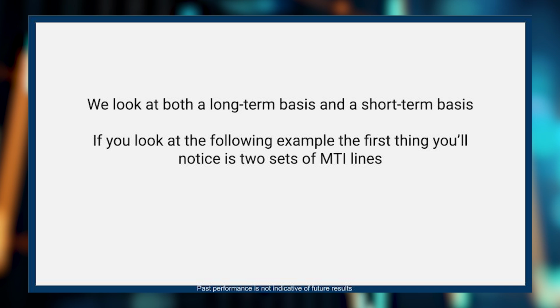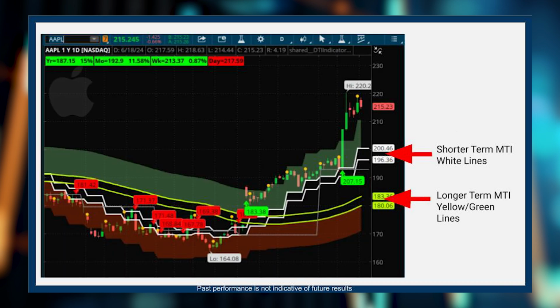We look at both a long-term approach and a short-term basis, and we try to have a marriage between the two for market timing. If you look at the following examples, the first thing that you notice is 2 sets of these lines. The shorter-term MTI white lines are clearly identified on a chart, and the longer-term lines are yellow/green. And like I said, if you're above those lines, be thinking up.